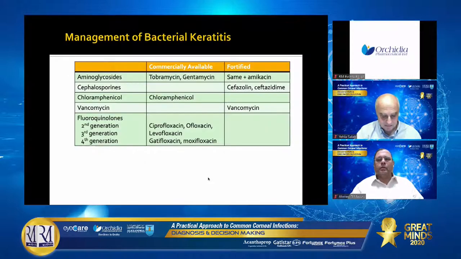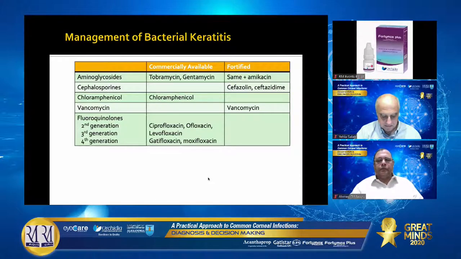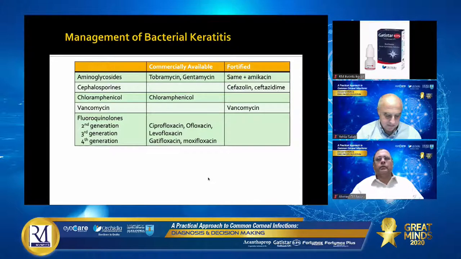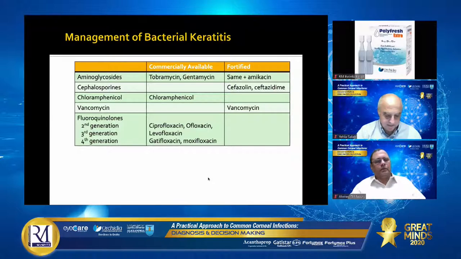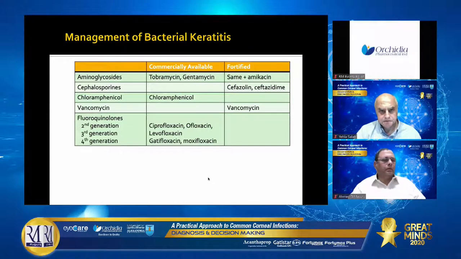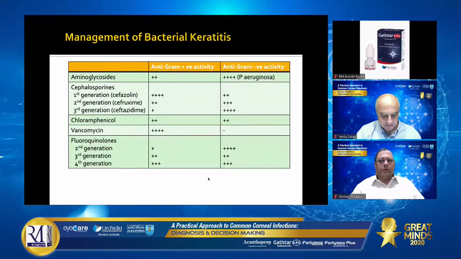This is a table showing the commercially available eye drops: the aminoglycosides, tobramycin and gentamicin, chloramphenicol, and the fluoroquinolones, the three generations. Of course, most of us are using the fourth generation fluoroquinolones, gatifloxacin and moxifloxacin. And for the fortified, you can find vancomycin and ceftazidime, which most of us are using.